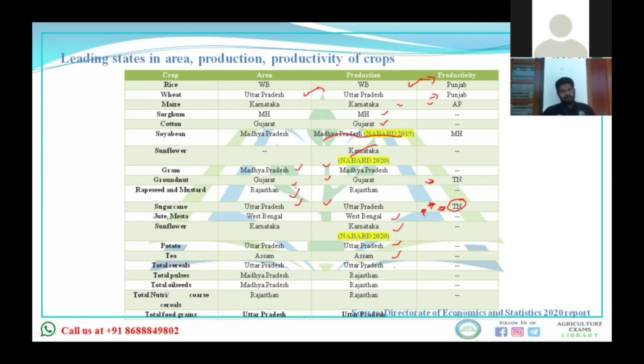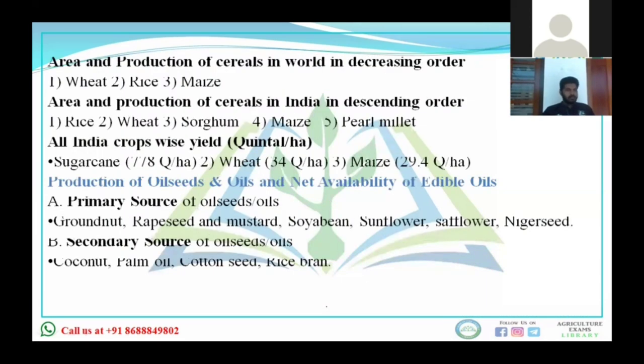Total cereals, of course, you all know the area as well as the production is highest in Uttar Pradesh. Total pulses area in Madhya Pradesh, but production in Rajasthan. Total oilseed area in Madhya Pradesh, but production Rajasthan. Coarse cereals area and production both in Rajasthan, and total food grains, of course, you have no doubt, it's Uttar Pradesh.